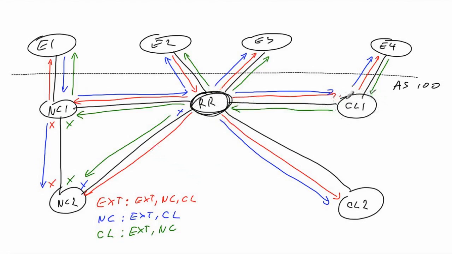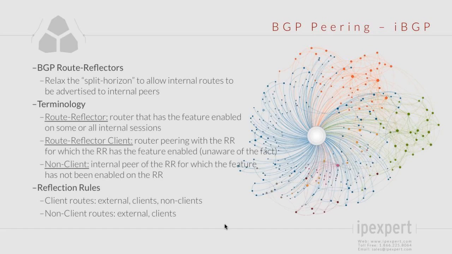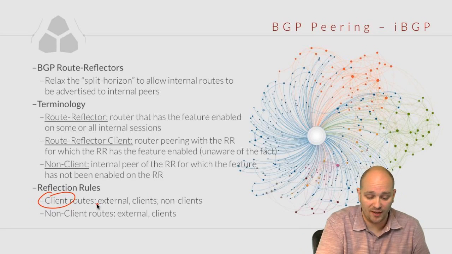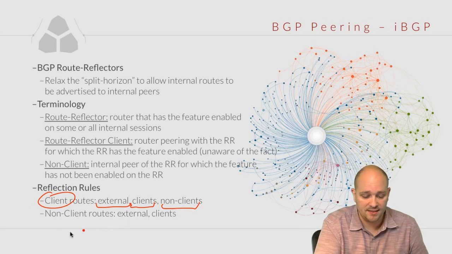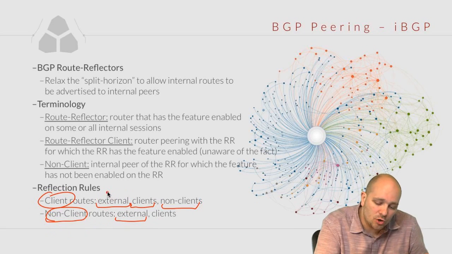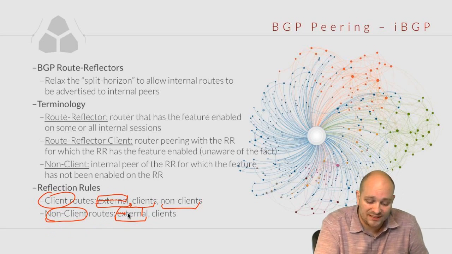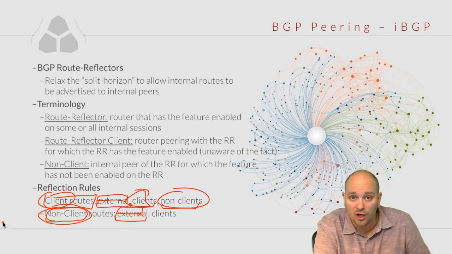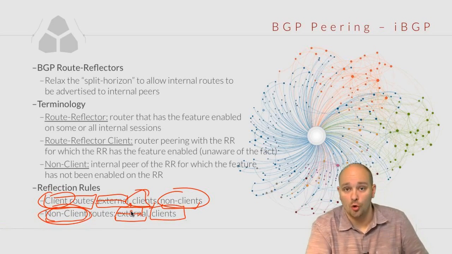Now, the route reflector will reflect the client received route not only to non-clients, but somehow we have to get this route all down here. So this route goes here, which means that this route will be reflected to clients as well. So when it comes to the route reflection rules, I have listed them here. Client routes will be reflected to externals, clients and non-clients, and non-client routes will be reflected to external, will actually be advertised. We are not calling this reflected, so I might even cross this out, but they will be reflected to clients and non-clients for client received routes, and for non-client received routes, they will be reflected to clients.